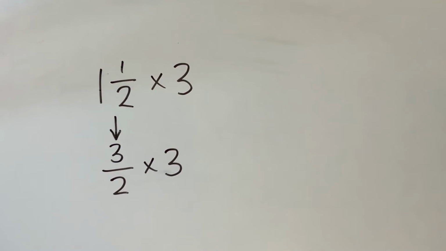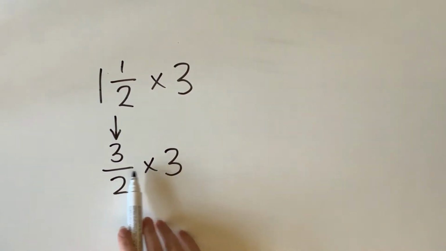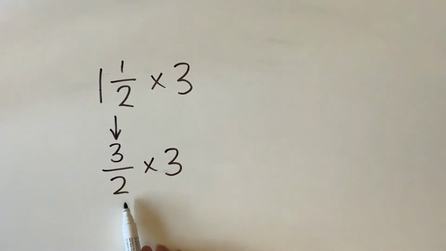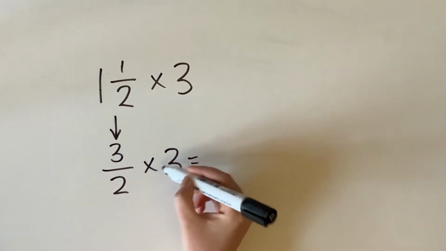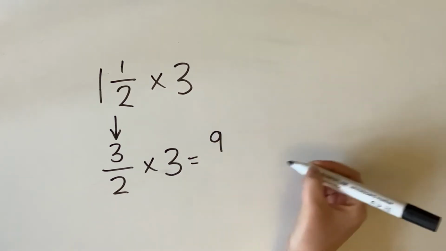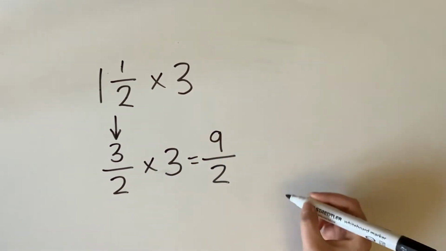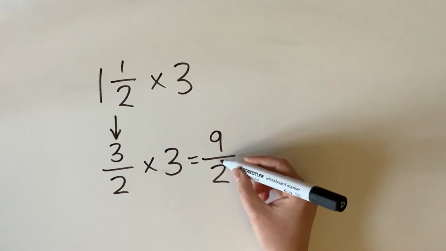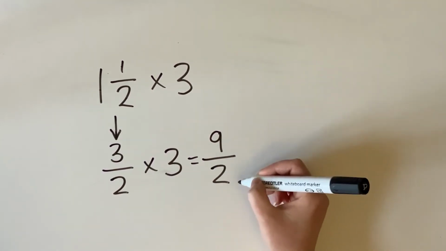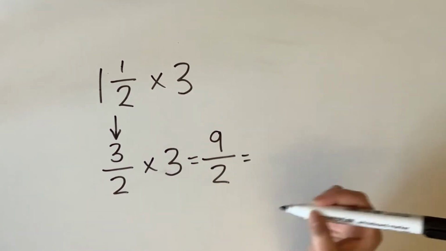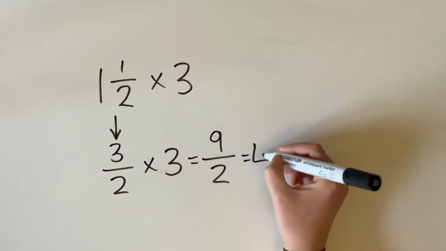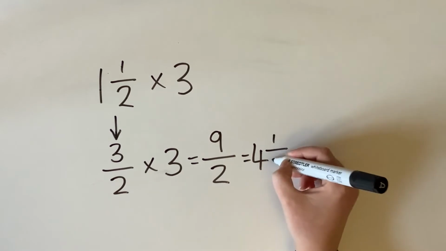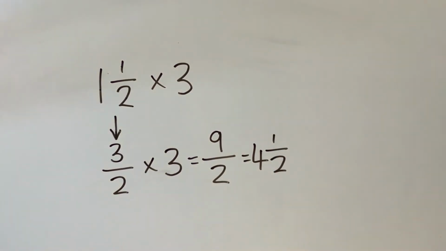Remembering when multiplying by a whole number, we don't change the denominator. So what I would do here is my 3 times 3, which is 9. My denominator stays the same, so it's 9 over 2 here. Obviously, this is my improper fraction, so then I need to convert it back. How many 2's go into 9? There's 4. What's left over? 1. So it's 4 and a half.